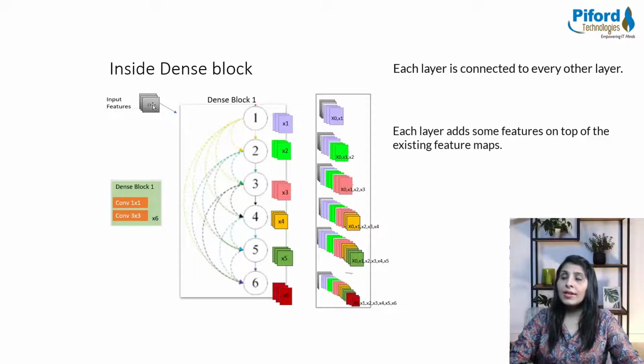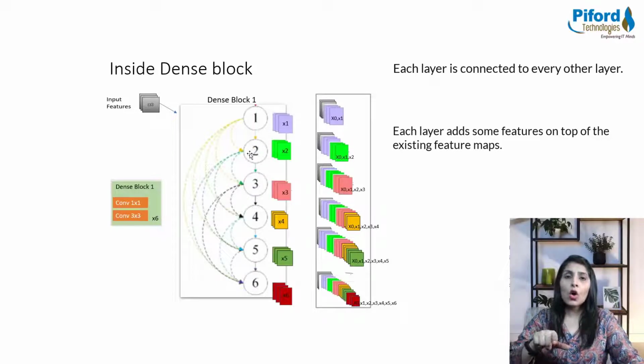When we provide these input features to the first convolutional layer, it generates a few features. We are also concatenating these old features with the new features, and you can see the feature maps like this. Each layer receives the feature maps from the previous layer.